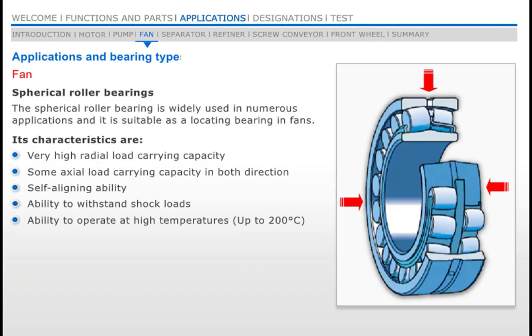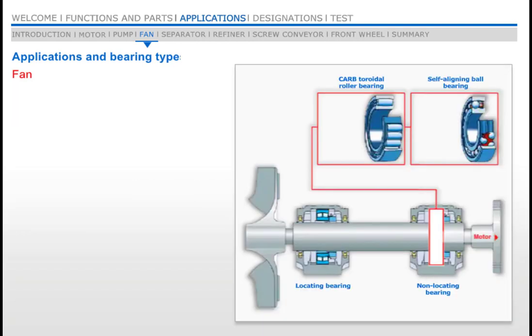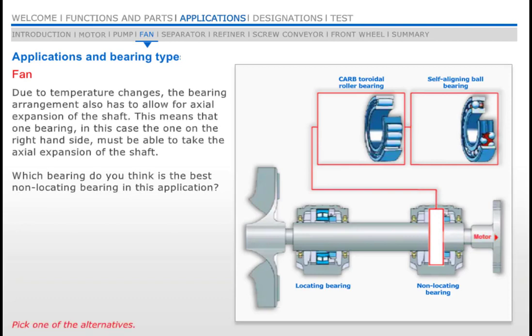Spherical roller bearings have two rows of rollers with a common raceway in the outer ring. The two inner ring raceways are inclined at an angle to the bearing axis. Returning to the fan application again, you now know which bearing is suitable as the locating bearing, and here you have to make a guess concerning the non-locating bearing.